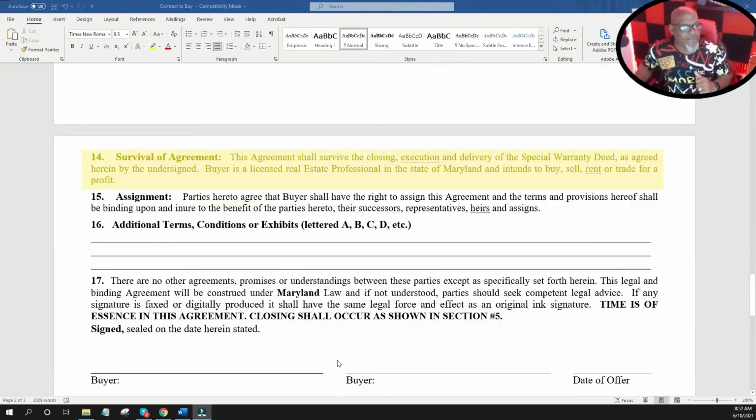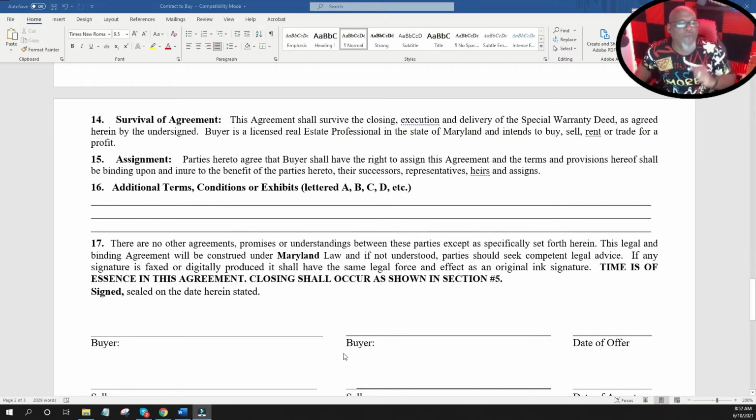Section 14, survival of agreement. This agreement shall survive the closing, execution, and delivery of a special warranty deed as agreed herein by the undersigned. Buyer is a licensed real estate professional in the state of Maryland. Now, of course, if you're not a licensed real estate professional, you can take this out. But my partner was in this transaction on this deal, so I wanted to make sure that the disclosure was there that the person is a licensed real estate professional so that you are covered if you are an agent.